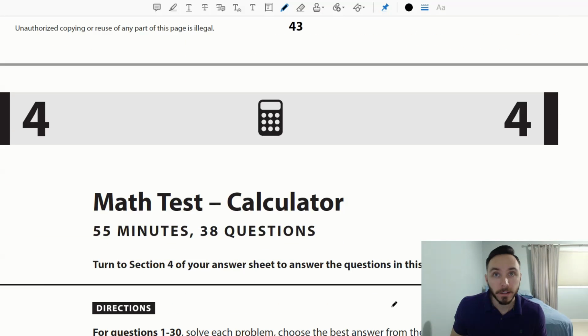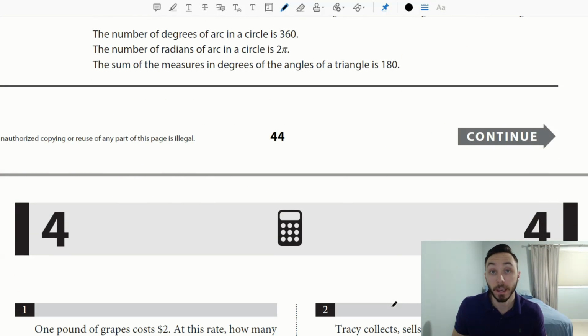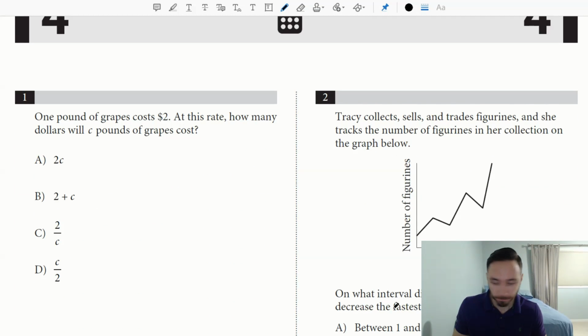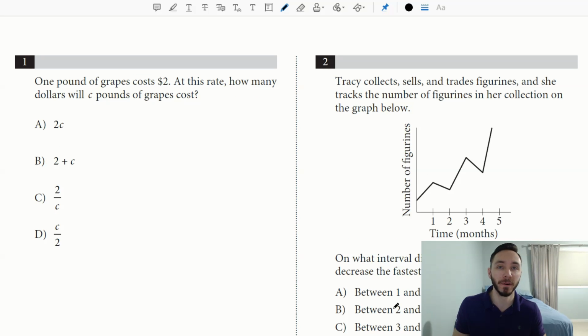Okay, next one. Looks like we're moving on to test 4, the calculator section, so we can actually use a calculator now. And it looks like number 1. Oh boy. I secretly did do number 1 because this is what I call a time saver. Number 1 technically follows the criteria of this video, this idea of modeling with mathematics: take a real scenario and model some sort of expression, equation, or system based off that idea. You probably already did it while I was rambling. 1 pound of grapes costs $2. At this rate, how many dollars will C pounds of grapes cost?